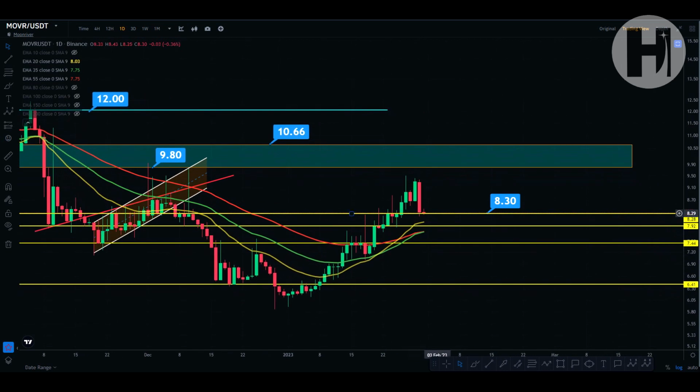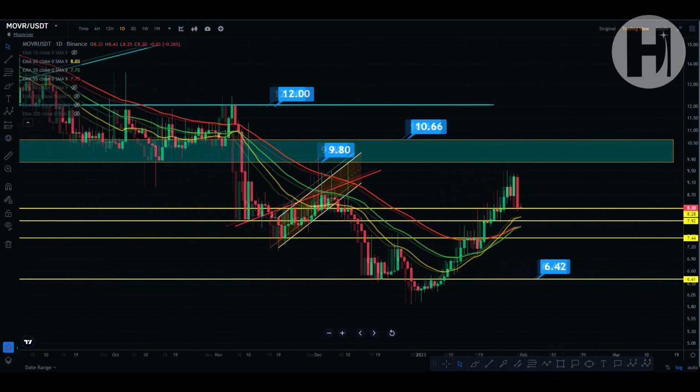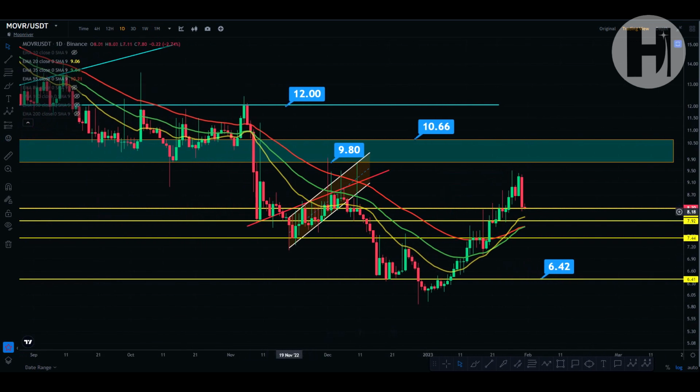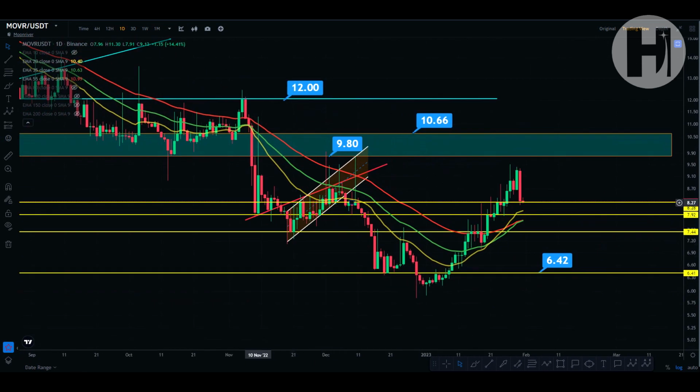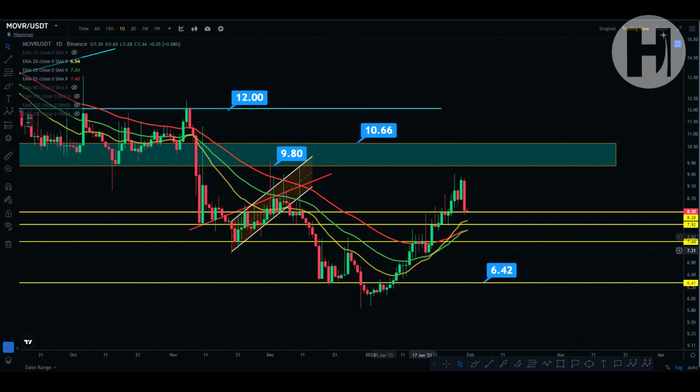So with these support levels, you can set up some buy limit orders. So $8.30, then we have $7.92, then we have $7.44, then we have $6.44 as well. And all of these are based off of the swing lows and swing highs that we had throughout this pullback here, starting with November 2022.